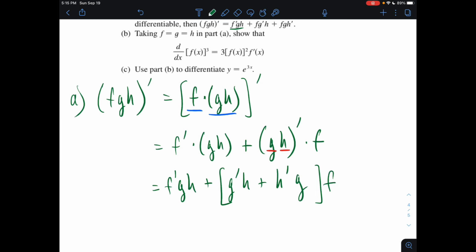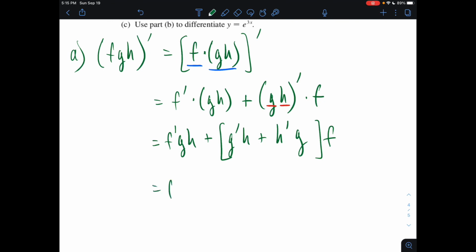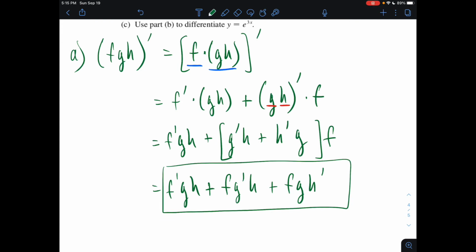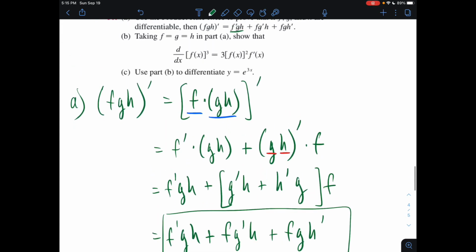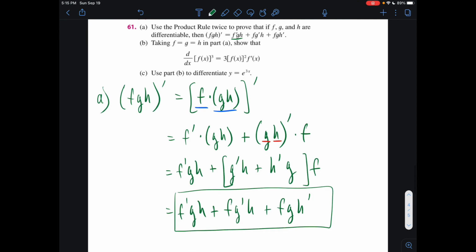we then distribute into that sum, and we get f prime g times h plus, if we write things alphabetically, f g prime h plus f g h prime, which is exactly what we wanted in part A. So that's true. Okay, so that's how we could find the derivative of a product of three things. So now part B says, let's pretend or take f equal to g equal to h.